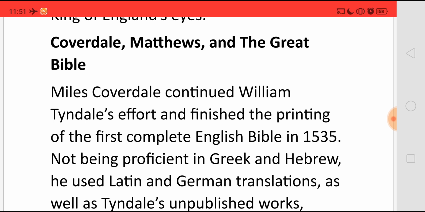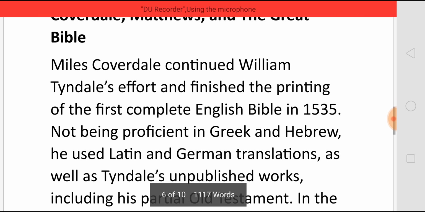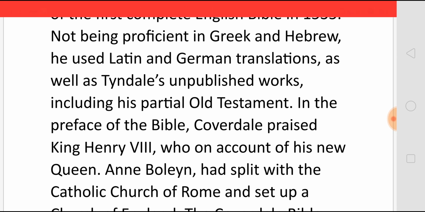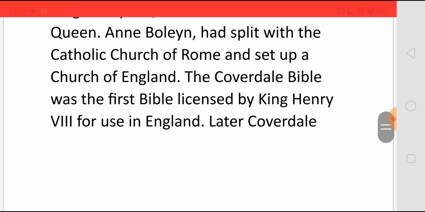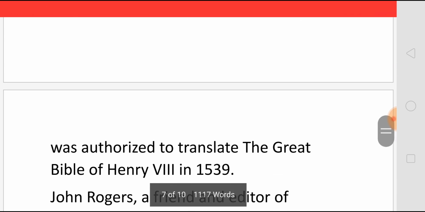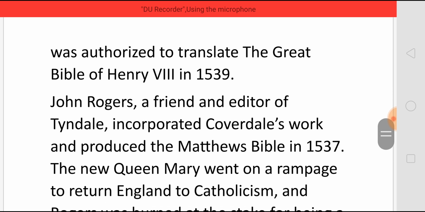Not being very fluent in Greek and Hebrew, he used Latin and German translations as well as Tyndale's unpublished works, including his partial Old Testament. In the preface of the Bible, Coverdale praised King Henry VIII, who, on account of his new queen Anne Boleyn, had split with the Catholic Church of Rome and set up the Church of England. The Coverdale Bible was the first Bible licensed by King Henry VIII for use in England. Later, Coverdale was authorized to translate the Great Bible of Henry VIII in 1539.